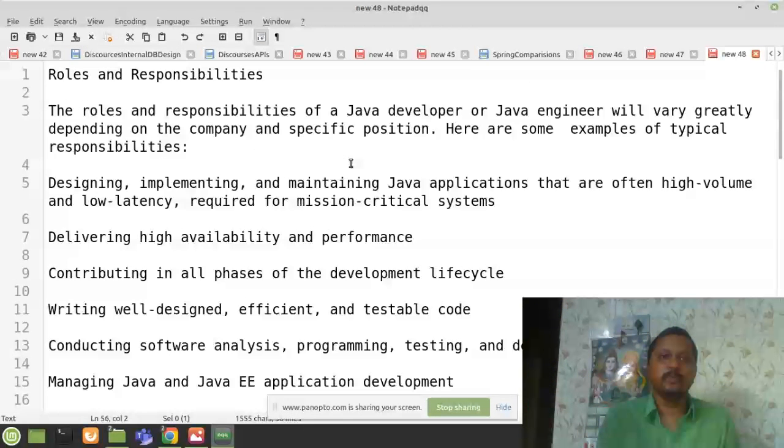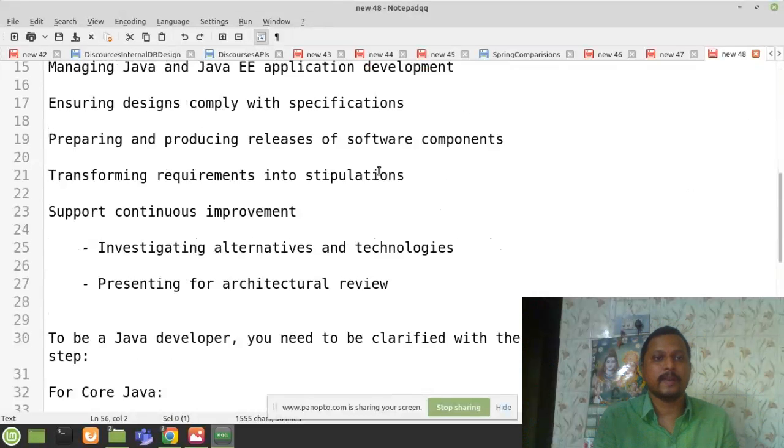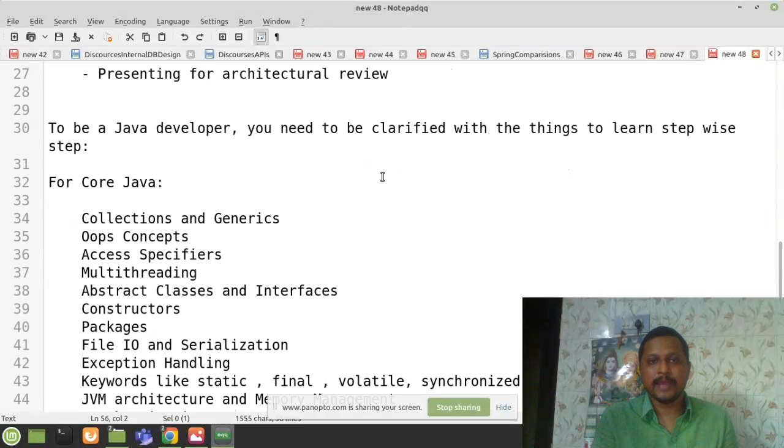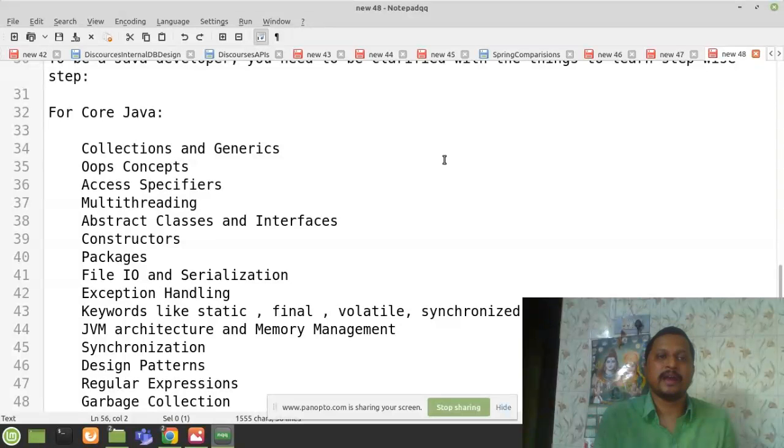These are the few points I would like to discuss here to help you understand what the roles and responsibilities of a software developer or a Java developer are, particularly a Java developer. Coming to the next point, as a Java developer, what are the core Java things we must have, and I collected them. We must know collections and generics, the OOPS concepts, and access specifiers, meaning public, private, and protected.